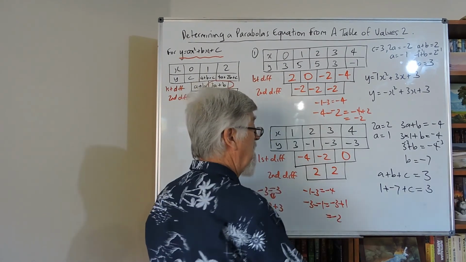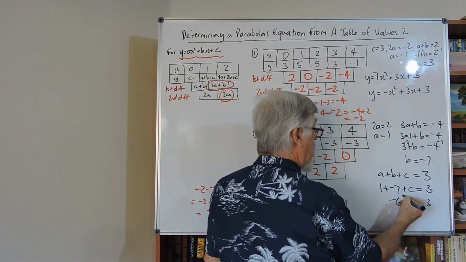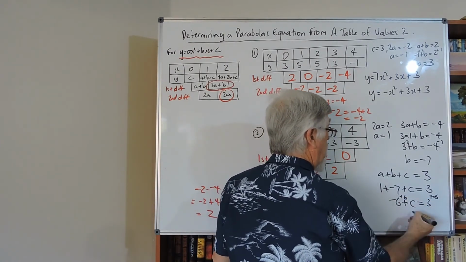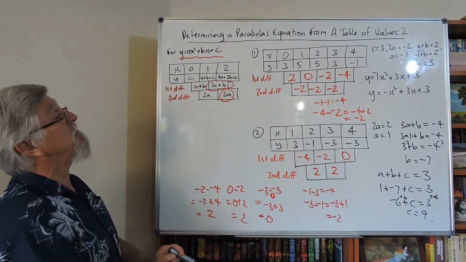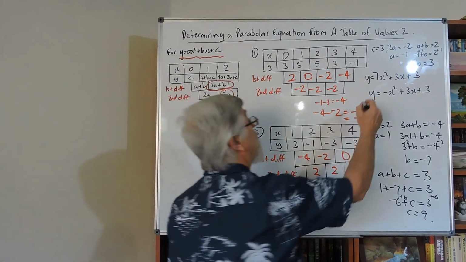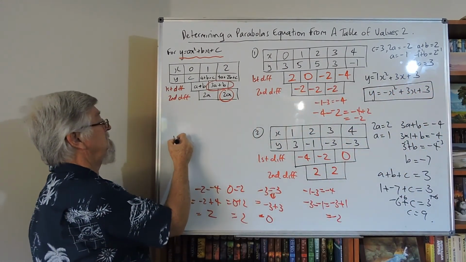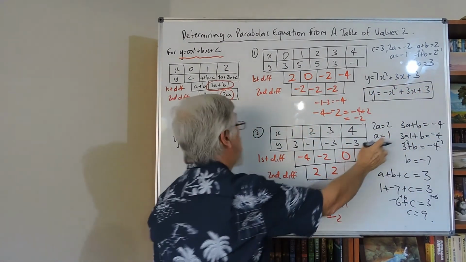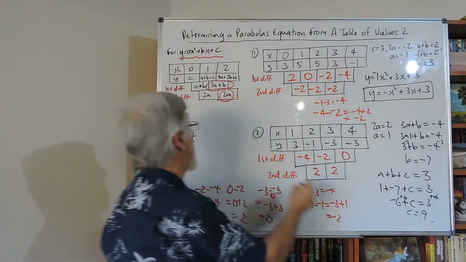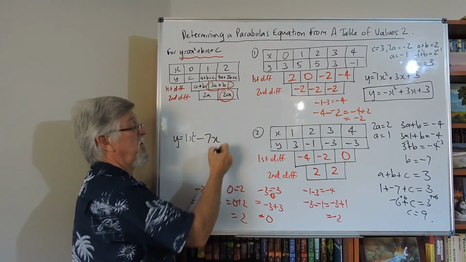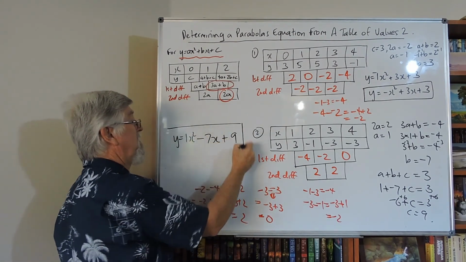So what do we got here? We've got minus 6 plus c equals 3. If I add 6, I add 6, and I get c equals 9. Let's go back to our equation then. Here's the equation for the first one. The equation for the second one is, our a value was 1, so I've got a 1x squared. The b was minus 7, so I got minus 7 of the x, and then the c was 9. So there's our equation for the second one.